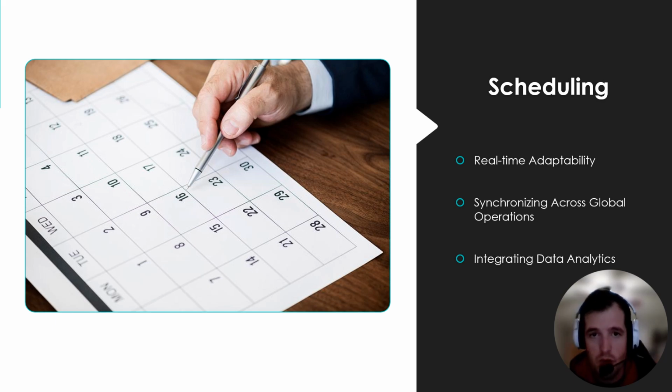Tesla gigafactories, which are designed for high efficiency, rely on just-in-time scheduling to coordinate the flow of raw materials and parts. Tesla integrates real-time data analytics to dynamically adjust production schedules based on demand fluctuations, supply chain disruptions, or labor availability.